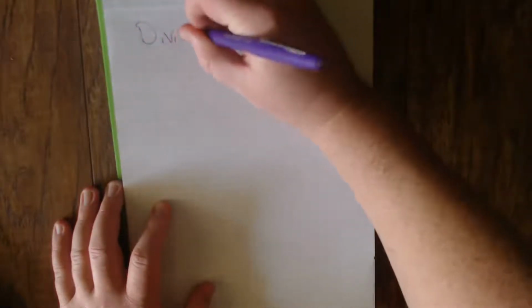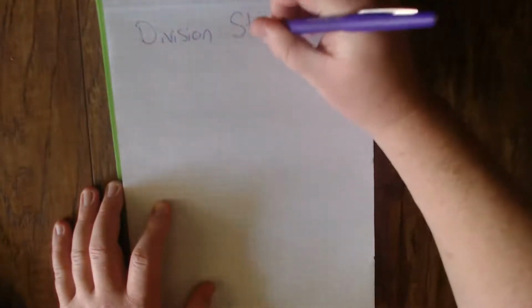So yesterday we worked on order of operations. Today we are going to work on long division. So not just regular division. We're not going to be just doing 4 divided by 2. We're going to work on some different strategies for long division. So these are division strategies.